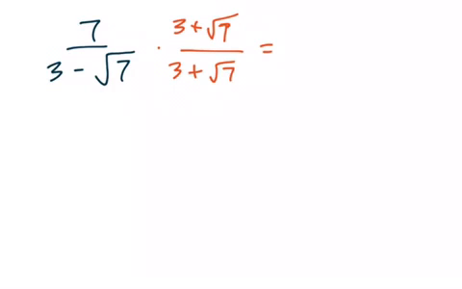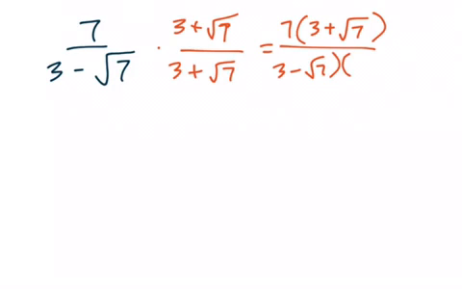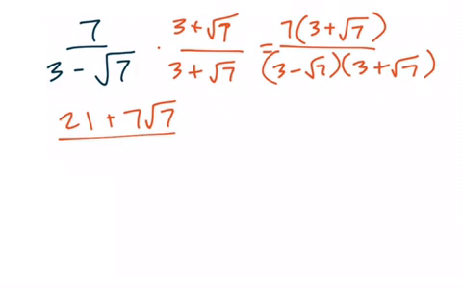Now, just like on the previous problem, I'm going to take that number 7 and I'm going to multiply by that binomial. Then on the bottom, 3 minus square root of 7 times 3 plus square root of 7. Alright, so distribute in the numerator, so we get 21 plus 7 in the square root of 7. Then in the denominator, I'll get 9. Remember, we are eliminating the middle term.